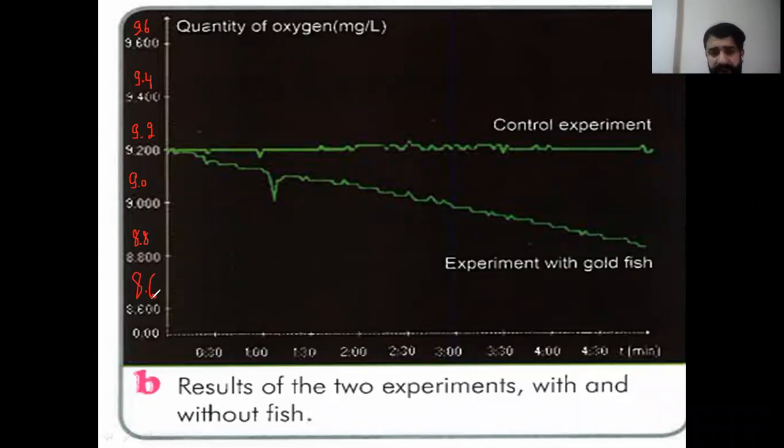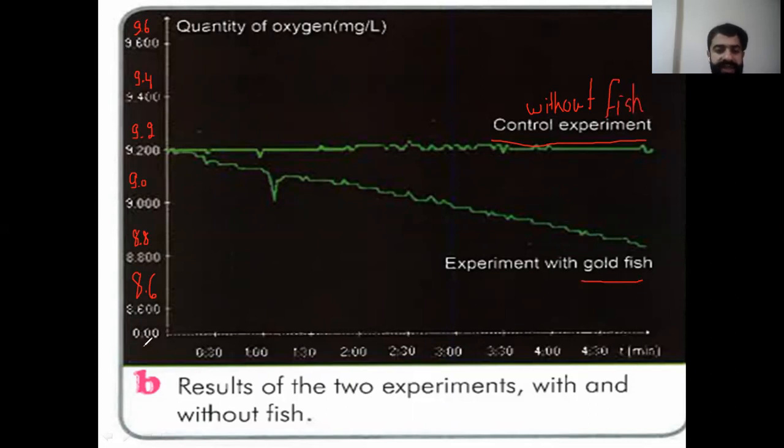So as the time increases, we have two different graphs or two different lines in the graph. We have the control experiment, which is the one without the goldfish, without the fish. And in the second experiment, we have the one with the fish.